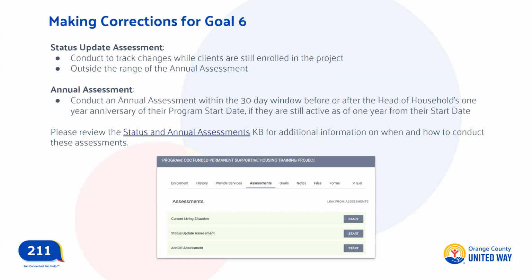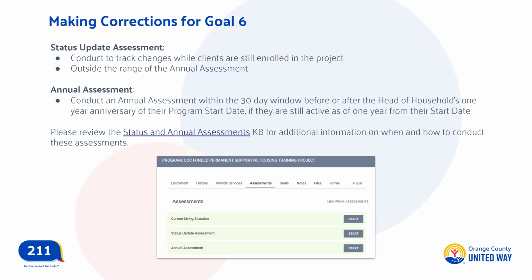And for making corrections for Goal 6, please review the following two assessments, the status update assessment and the annual assessment, as they're used to track clients' change in income while they are enrolled in the project. Conduct an update assessment to track changes while clients are still enrolled in the project. And this should be done outside the range of the annual assessment when the client's income sources or amounts change.